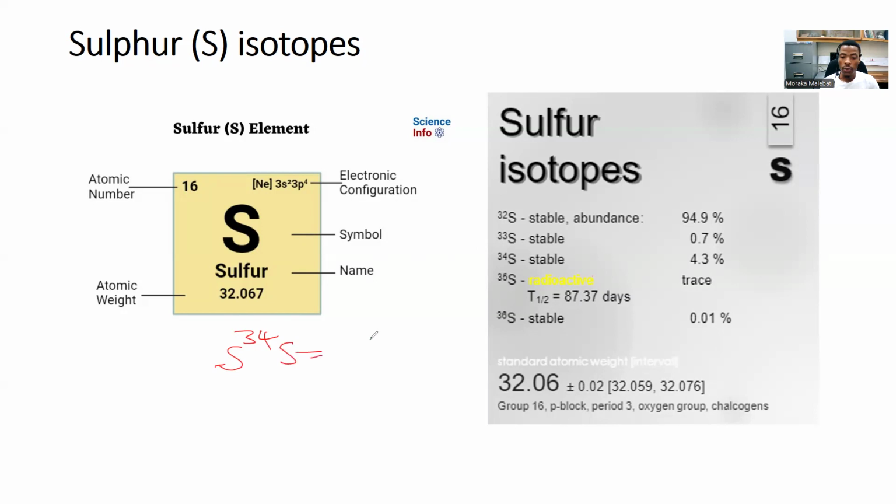So this ratio is where you take sulfur 34 over sulfur 32. This is because these are abundant. But today we are not looking at sulfur 34. We also have the ratio for 33, wherein we take sulfur 33 and divide it against sulfur 32.